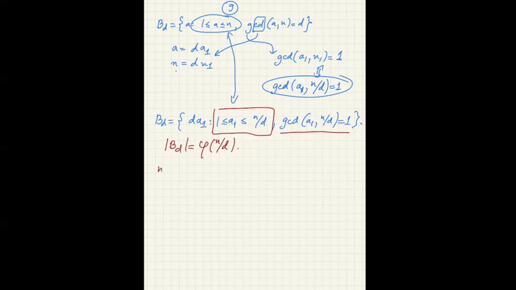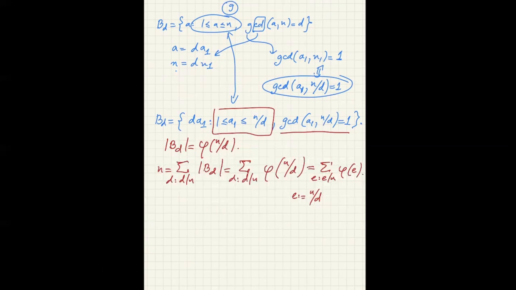So now how do we put it all together? We have N, it's a summation over all D, D divides N, of cardinality of BD, which is the sum over all D, D divides N, phi of N over D. But you can call E to be N over D, and as D goes over all divisors, E goes over all divisors. So this is going to be a summation over all E, E divides N, phi of E, which is the same thing as what I was trying to prove.